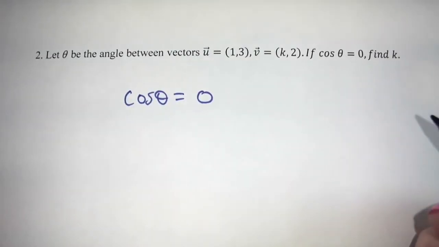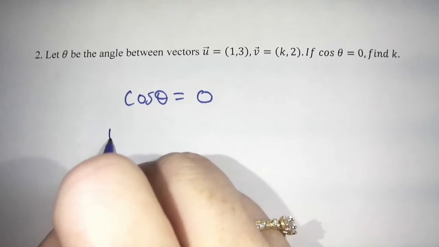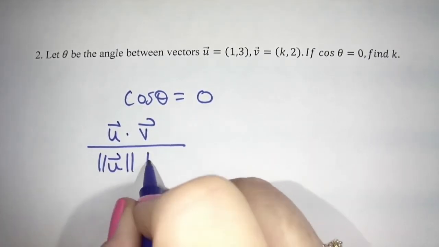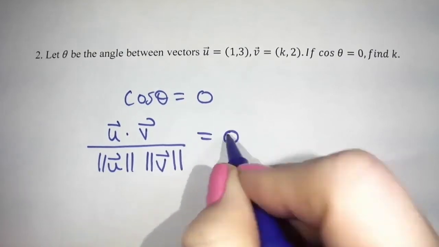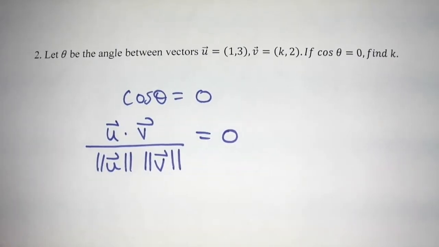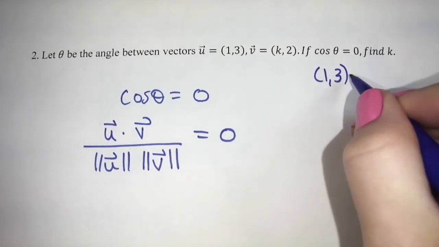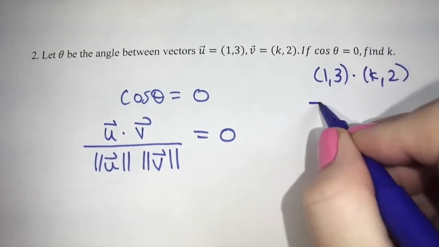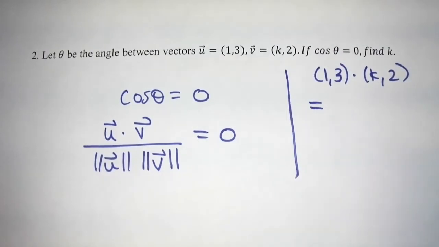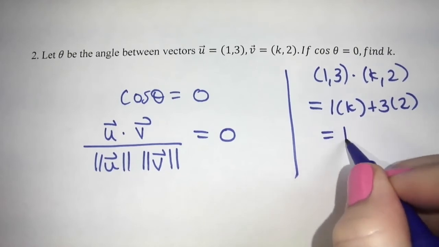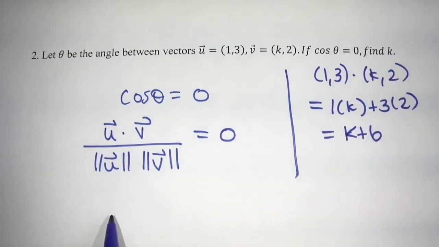So what's your cos theta formula? See if you can remember. Write down what your cos theta formula would be here. So it'd be u dot v over magnitude of u times magnitude of v. And we know that's 0. So we can do our dot product. Dot product 1, 3 dot k, 2. What would our dot product be here? Well, we'd get 1 times k plus 3 times 2, which is k plus 6. So that's on the top.